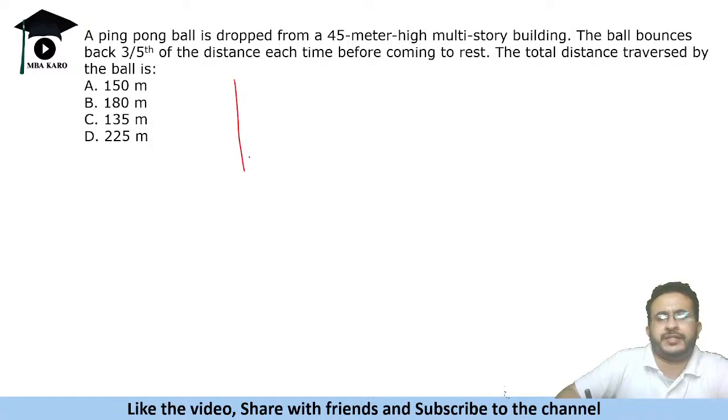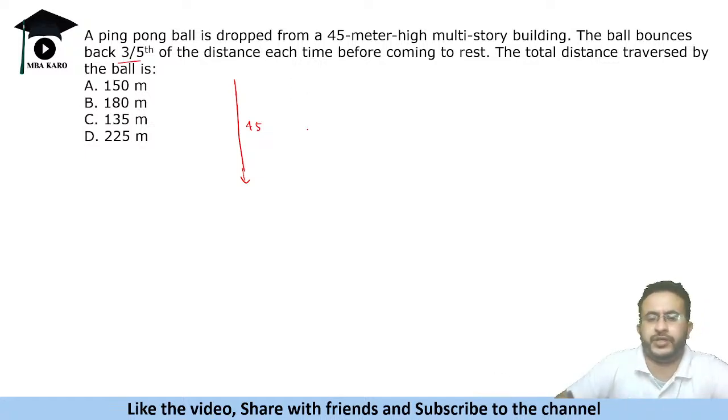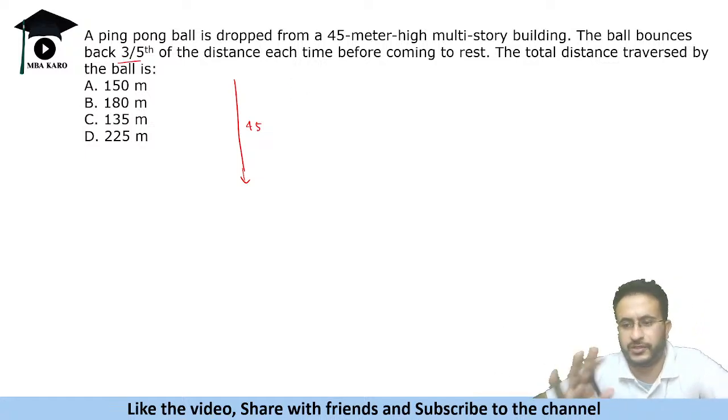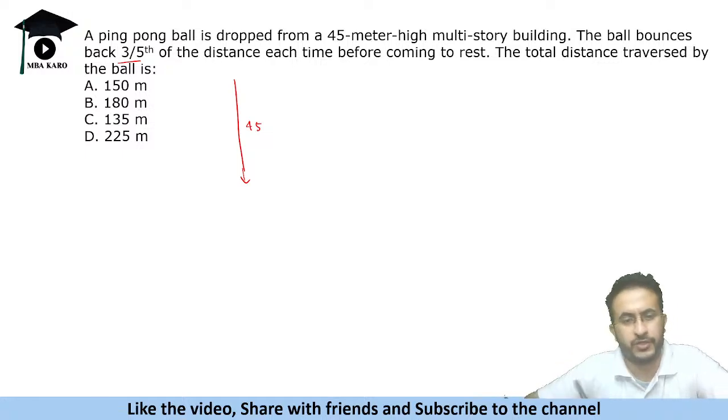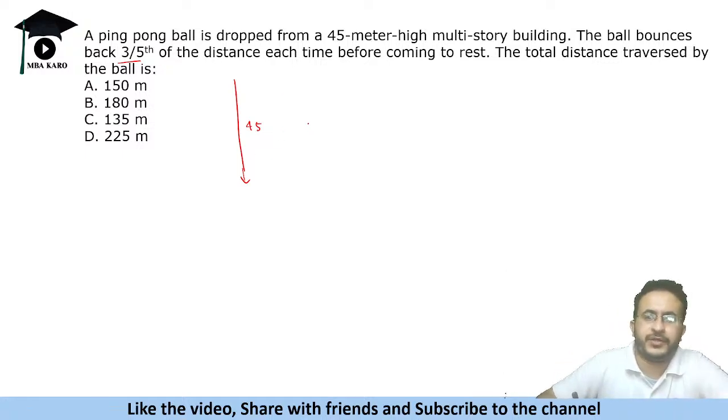So it is like 45-meter height, bounces three-fifths of the distance, right? You no need to find three-fifths because the common ratio is given. You can use it, or if you want to write three-fifths of it, you can write it. So it will bounce back and then down and then up, then down, then up.